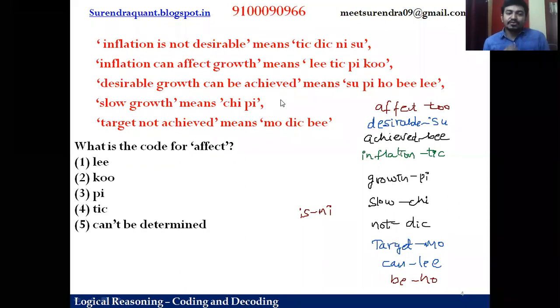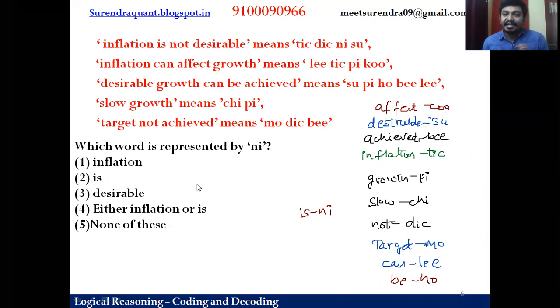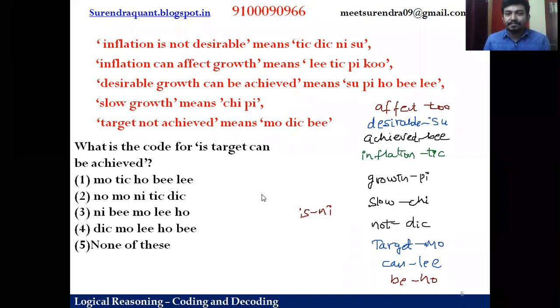Okay, what's the first question? What is the word for effect? So effect is ku, right? So the second option is correct. What is the word for ni? So ni is coded as is in the word. So is means the second option.